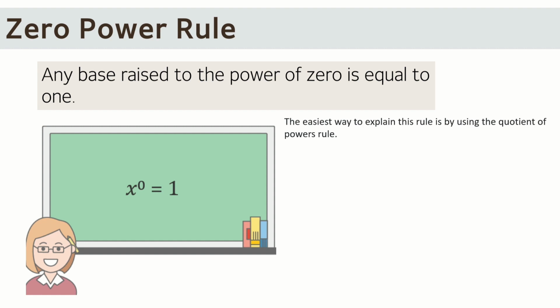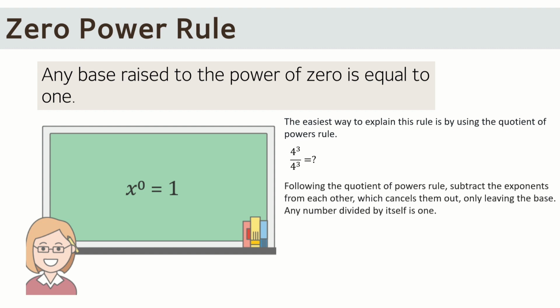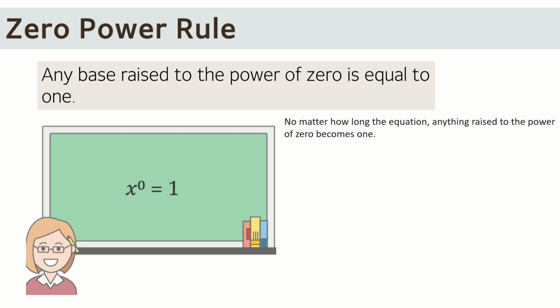The easiest way to explain this rule is by using the quotient of power rule. Suppose we have 4 raised to 3 all over 4 raised to 3. Following the quotient of power rule, we subtract the exponents from each other, which cancels them out, only leaving the base. Any number divided by itself is 1. So we have 4 raised to 3 all over 4 raised to 3. That is equal to 4 all over 4, which we know that 4 divided by 4 is equal to 1. No matter how long the equation, anything raised to the power of 0 becomes 1.